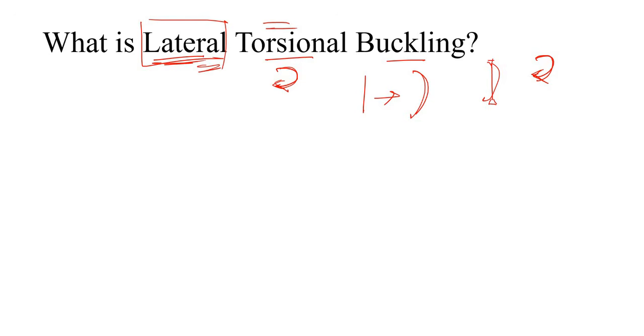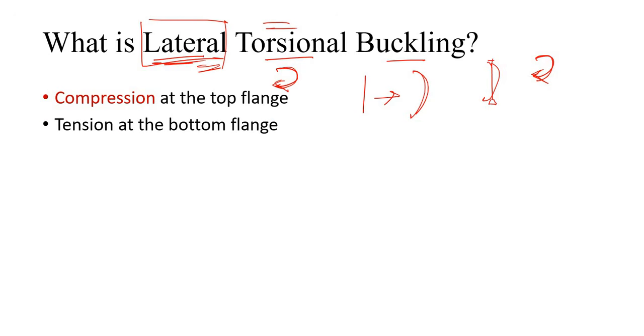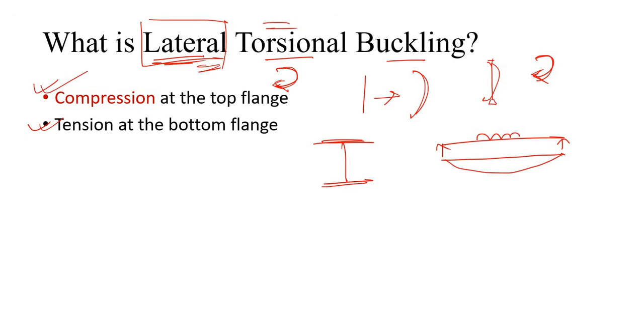Okay, so let's try to understand what lateral torsional buckling is. So in my PPT, there are two things that have popped up. First one, compression at top flange, tension at bottom flange. Well, that means if this is an I section, our beam, and if this is the loading, this will be the bending moment, right? So at the bottom, this is going to carry the tension. At the top, this is going to carry the compression, right?